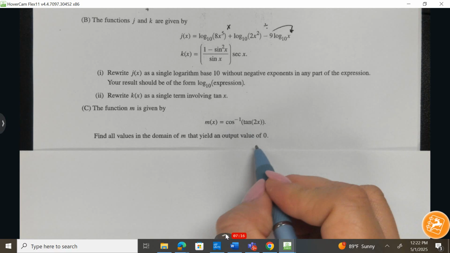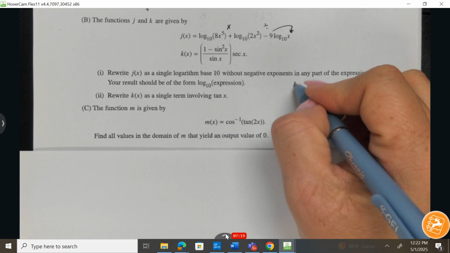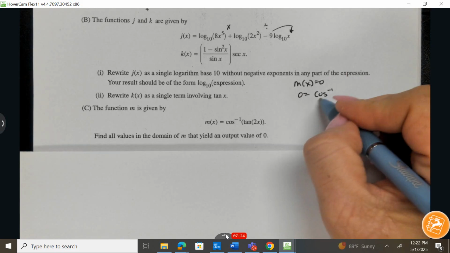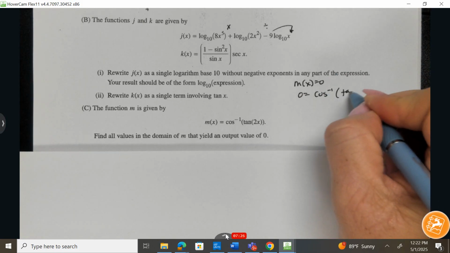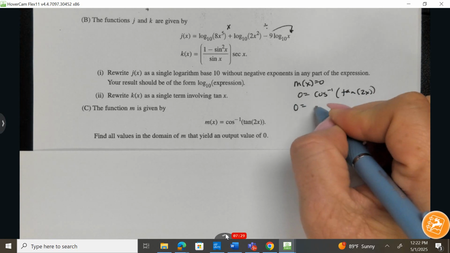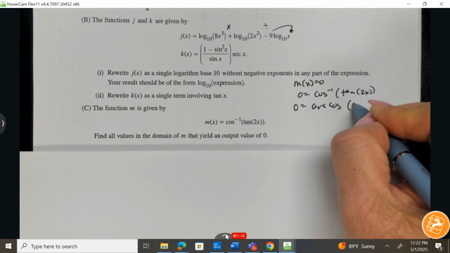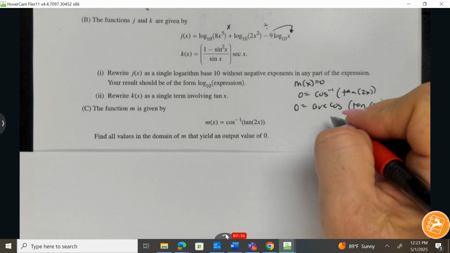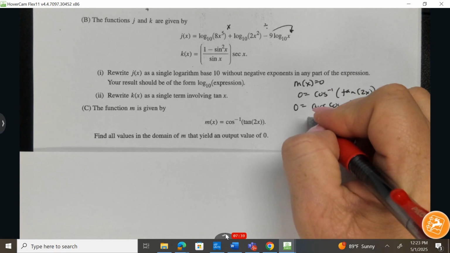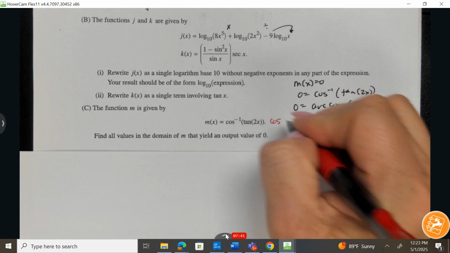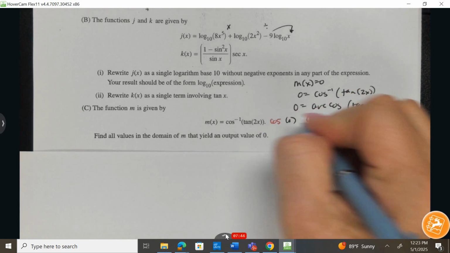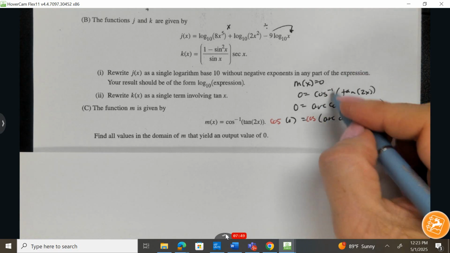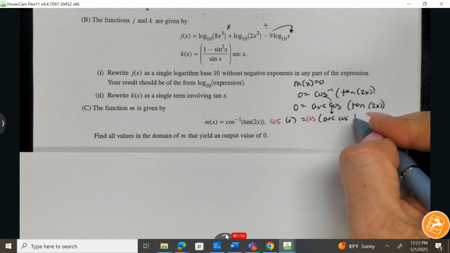Let's see if I have enough room here. First I'm going to replace m of x with 0, so m of x equals 0, so 0 equals, this is like arc cosine, so if this helps you out, feel free to write arc cosine of the tangent of 2x. Now I want to remove that arc cosine, so the opposite of arc cosine is simply the cosine. Cosine of 0. Arc cosine, again, you could just leave it as inverse cosine if you prefer, that's totally up to you.